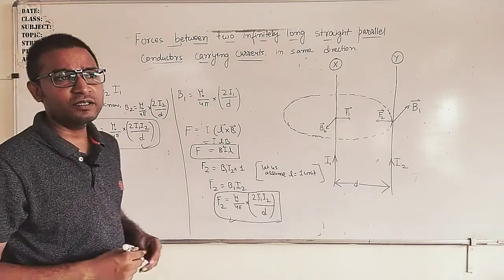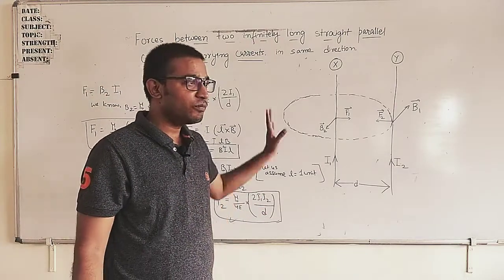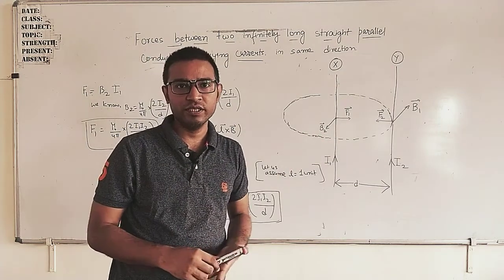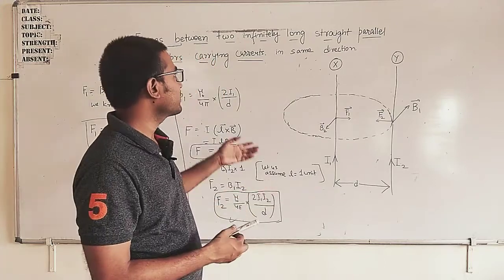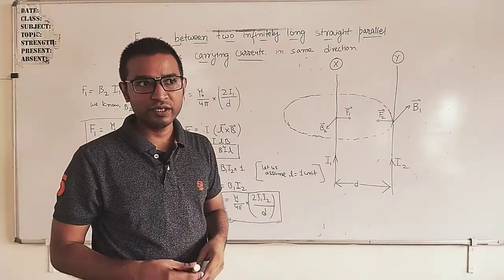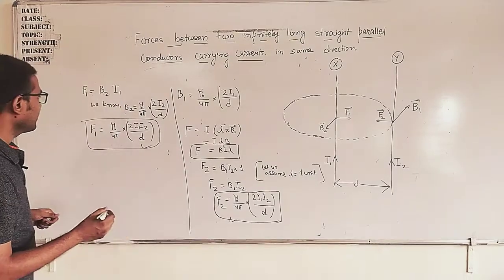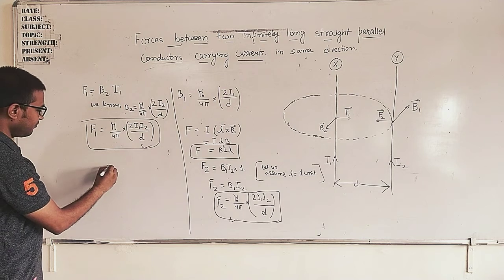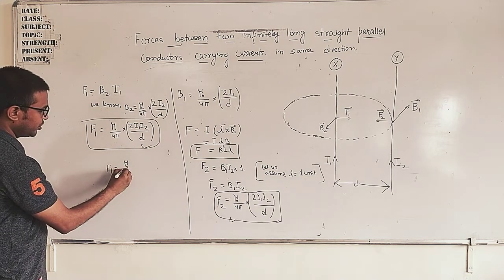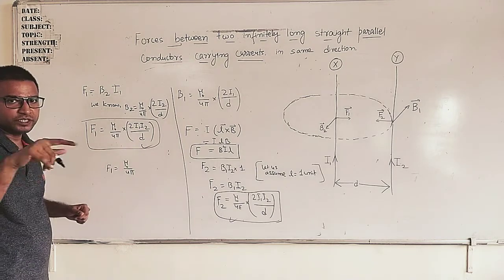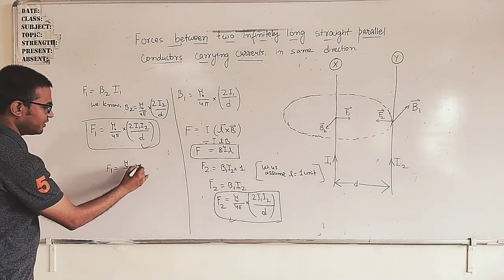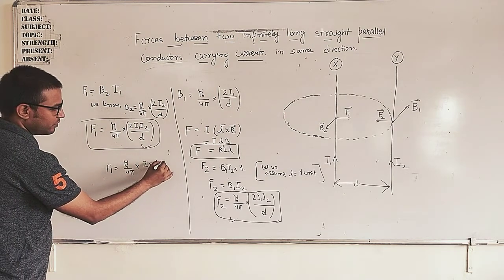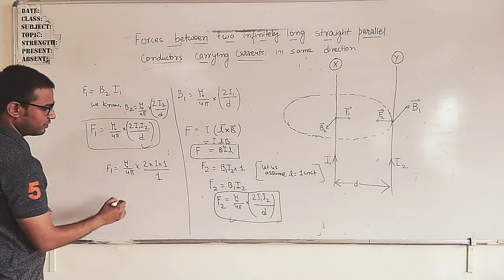One more thing: in the examination, it is asked that from this you have to define the expression of the current. So let's define 1 ampere current, what it is called. Let's start. F1 is equal to mu naught by 4 pi. We know very well mu naught by 4 pi is equal to 10 to the power minus 7. Let us suppose I1 is 1, I2 is also 1, and the distance is also 1.